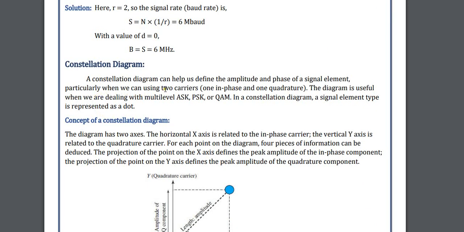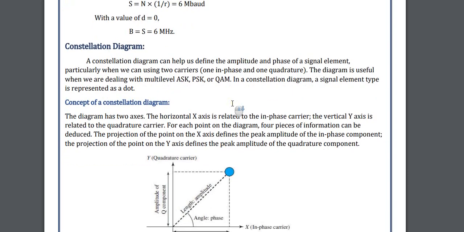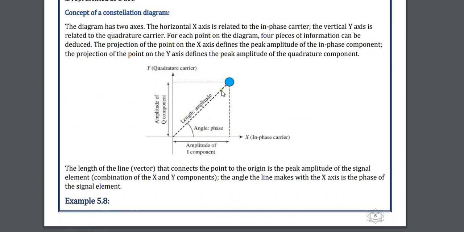Constellation diagram. A constellation diagram can help us define the amplitude and the phases of signal elements, particularly when we use two carriers, one in phase and one in quadrature. The diagram is useful when we are dealing with multi-level ASK, PSK and QAM. Here is the concept of the constellation diagram. Here we have the amplitude, and in this section we have the phase. Here is the length of the amplitude.